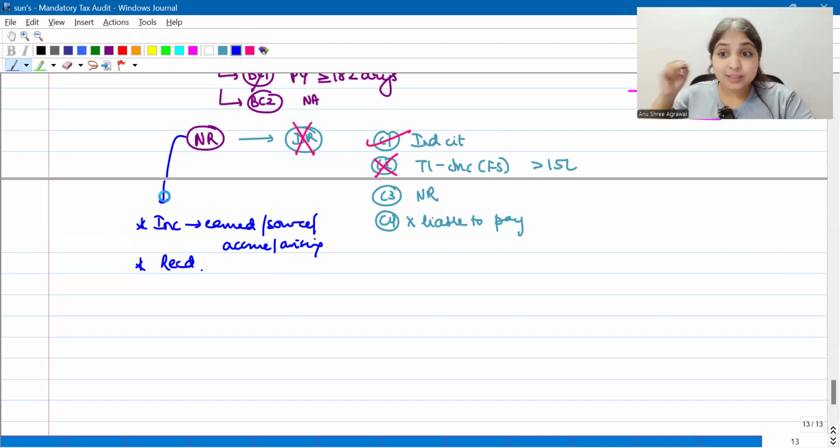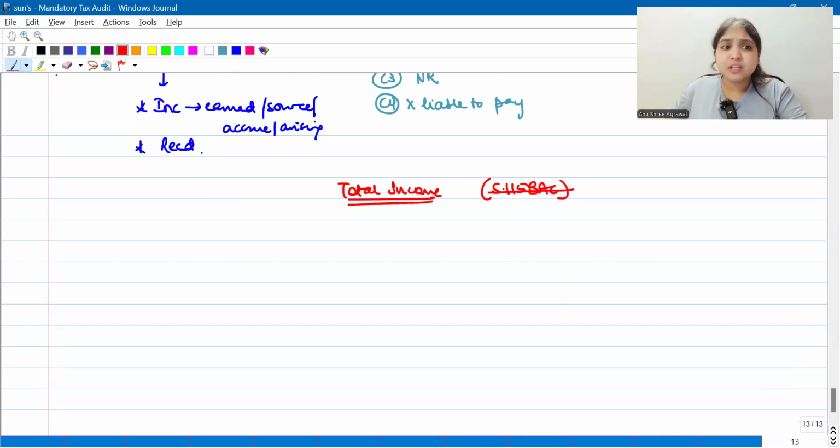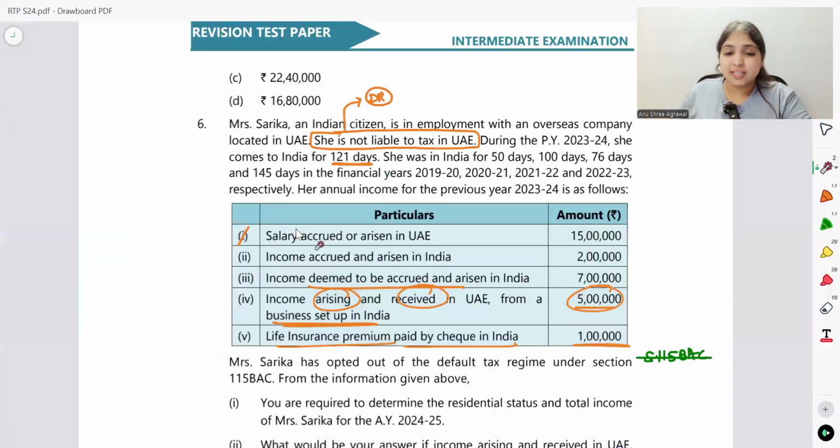Alright guys, with this in our mind, now can we start computing the total income? Because they asked us to check residential status and compute total income. Residential status we have concluded: the assessee is a non-resident. Now what about the total income of the assessee? Also keep in mind, the assessee opted out of 115BAC. So let's compute. What are all the incomes?